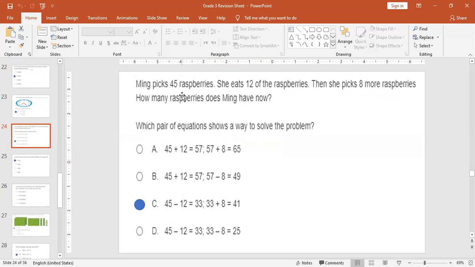Ming picks 45 raspberries. She eats 12 of the raspberries. Then she picks 8 more raspberries. So in the first equation she picks 45. She eats 12, so I subtract the 12. She picks 8 more, so I take the result and add 8. It is 41.